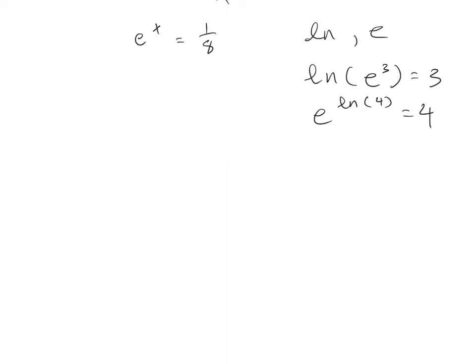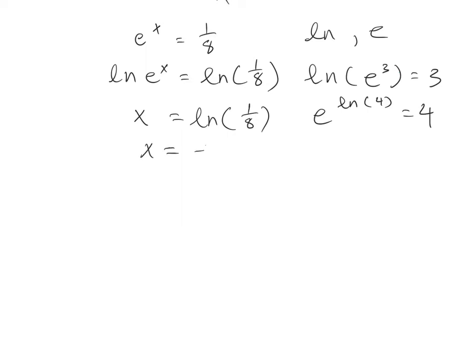So knowing that, I'm just going to take the natural log of e to the x equals the natural log of 1 over 8. Well, that cancels out the e. This gives me an x, and then this gives me the natural log. x must then be the natural log of 1/8. If I punch that into my calculator, x equals negative 2.079.